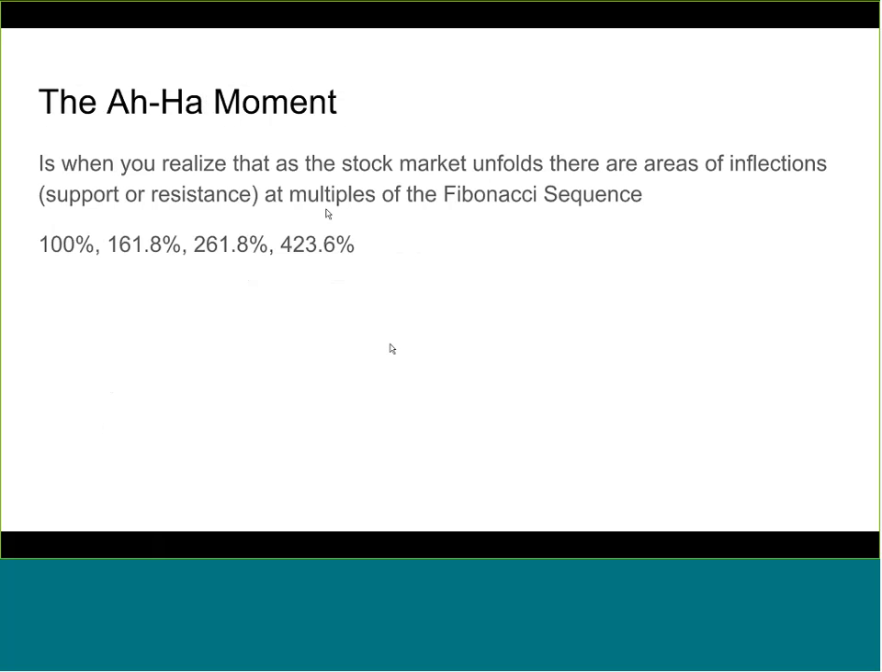So the aha moment is when you realize that as the stock market unfolds, there are areas of inflection, support or resistance at multiples of the Fibonacci sequence. So you might think of future price action as just a smooth line, where prices can be evenly distributed across any point in that line. It's really not the case. There are bumps or inflection points in the future, and that's the way the FibLines work to help you identify those areas of support and resistance in advance, so you know where they are, you know how to act, and you know how you can read price action as stocks approach those price levels.